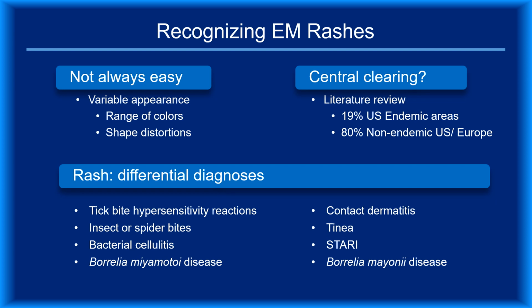Erythema migrans rashes need to be distinguished from several other lesions. The most common are listed here. In contrast to EMs, allergic reactions to tick bites appear within the first 24 hours and are usually gone within 48 hours. Depending on their location, EMs may be mistaken for tinea or eczema. Some EM-like rashes may be manifestations of other infections, such as STARI, Southern Tick-Associated Rash Illness, or Borrelia miyamotoi disease.